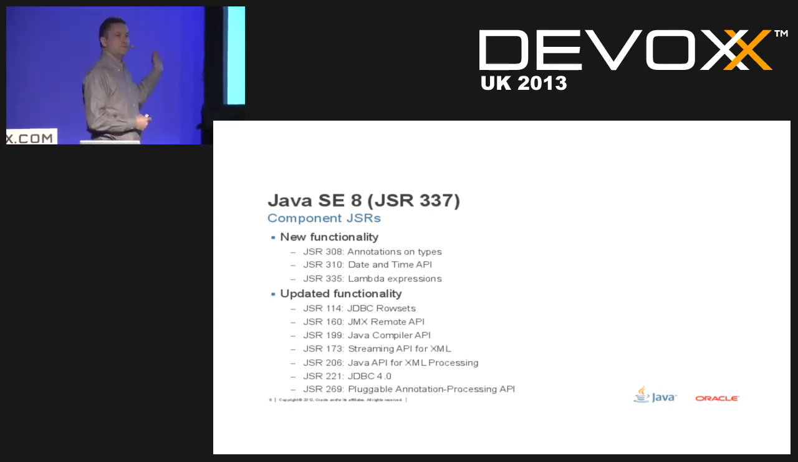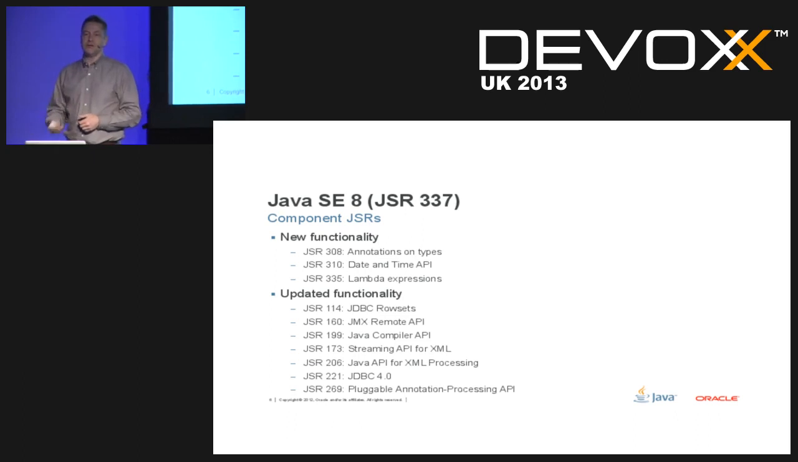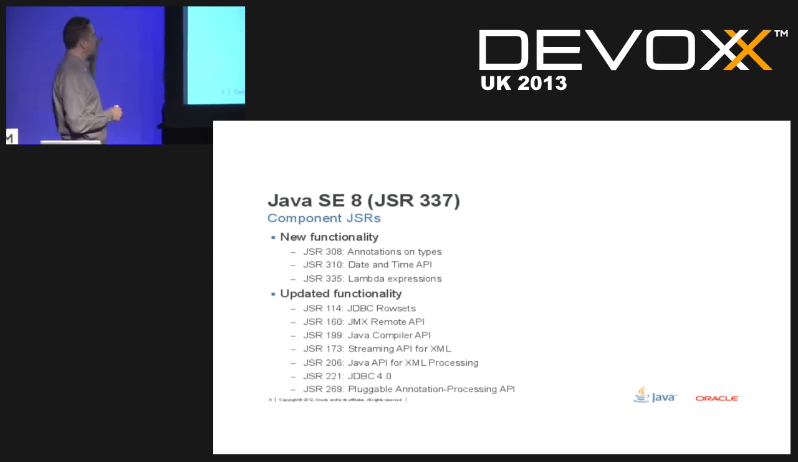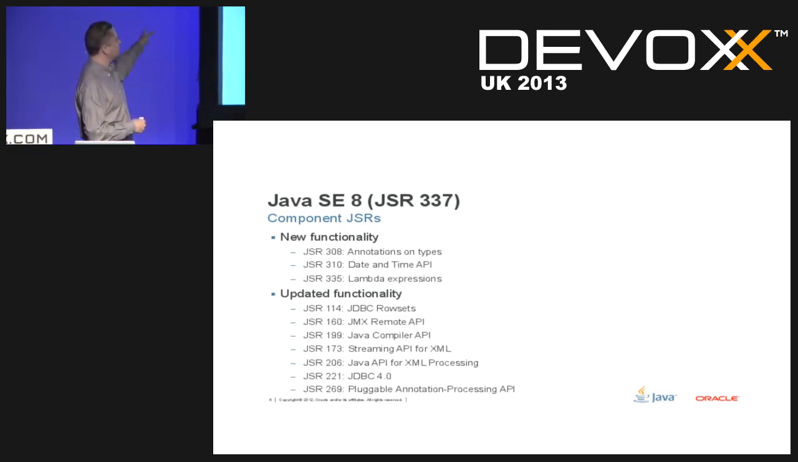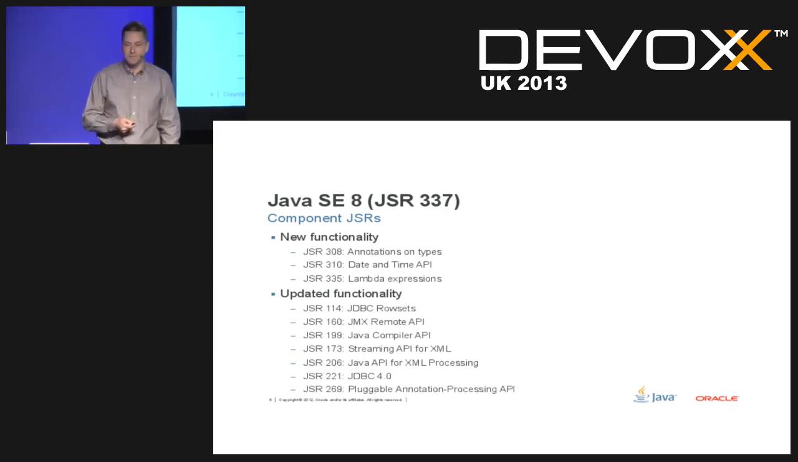Then there are a bunch of JSRs which have been updated. They're already part of the Java SE specification, but we've made some changes. So there's things around JDBC, some JMX, the Java compiler, the Streaming API for XML, other XML stuff, and some pluggable annotation processing API things. These are the significant changes in terms of the specification, the JSRs.